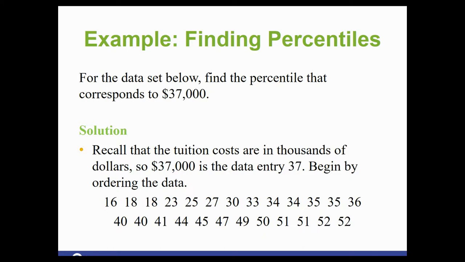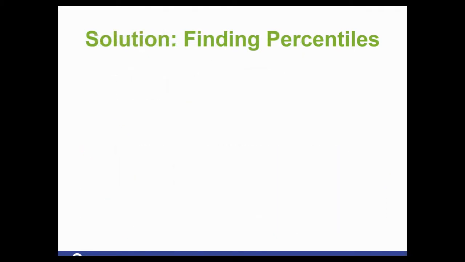So in order to find this one, we need to find the number of items that are first less than that 37,000. So if we count them, 1, 2, 3, 4, 5, 6, 7, 8, 9, 10, 11, 12, 13 numbers. Keep that in mind, 13 numbers less than 37. And we also want to know the total sample size here. So I'm going to keep counting, 13, 14, 15, 16, 17, 18, 19, 20, 21, 22, 23, 24, 25. So we have a sample size of 25, and we're also counting the number of numbers smaller than 37, so that's 13.